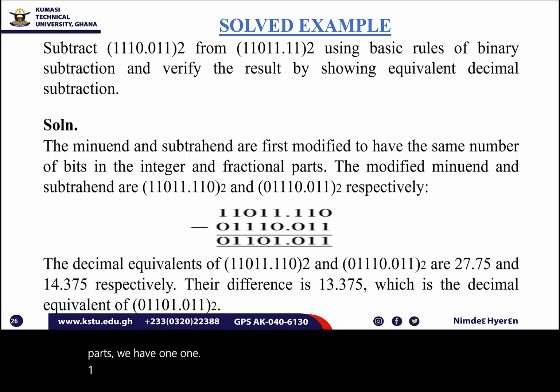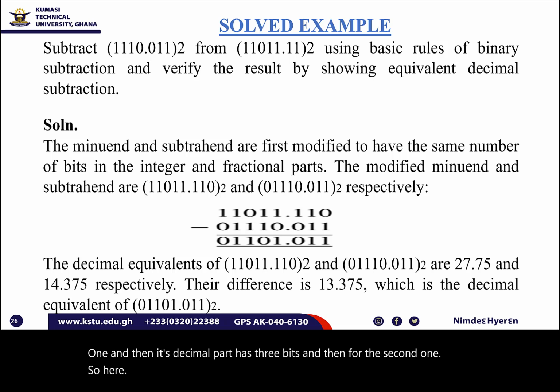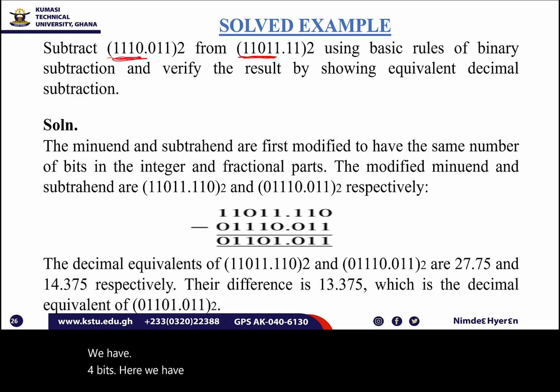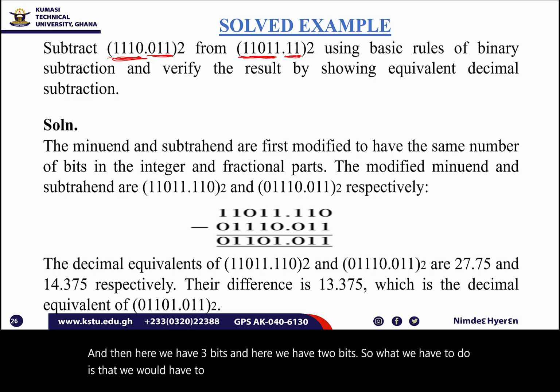And then at the fractional part, we have 0, 1, 1. So we have 4 bits for the first one, and then its decimal part has 3 bits. And then for the second one, here we have 4 bits, here we have 5 bits. And then here we have 3 bits, and here we have 2 bits. So what we have to do is modify them to ensure that all the bits are the same.